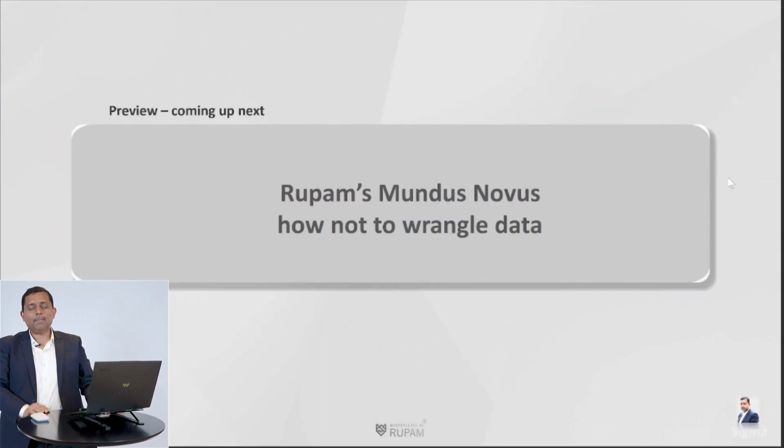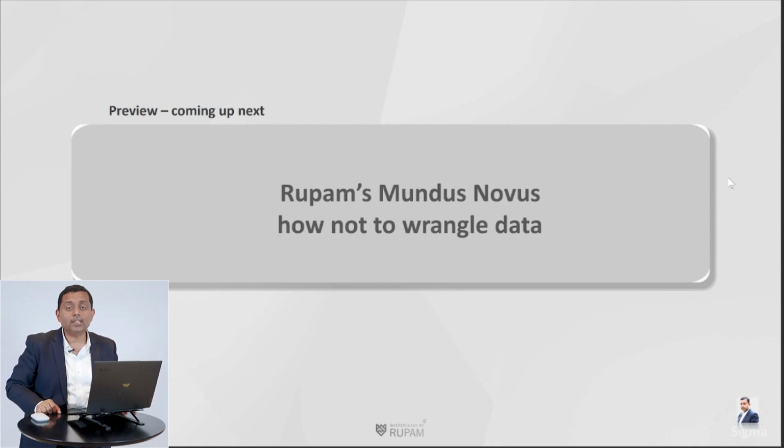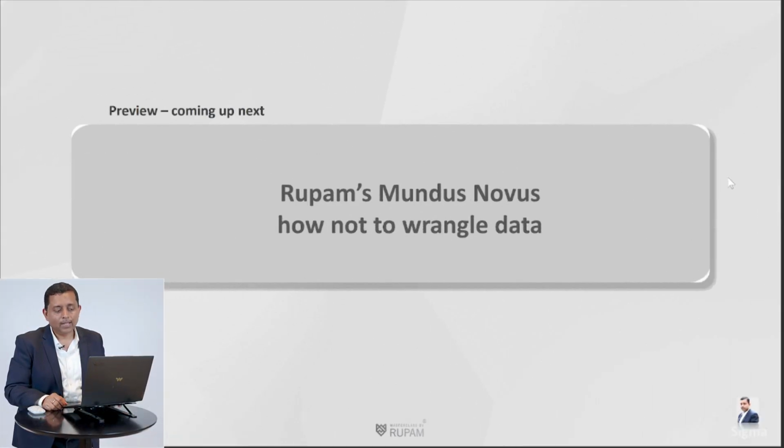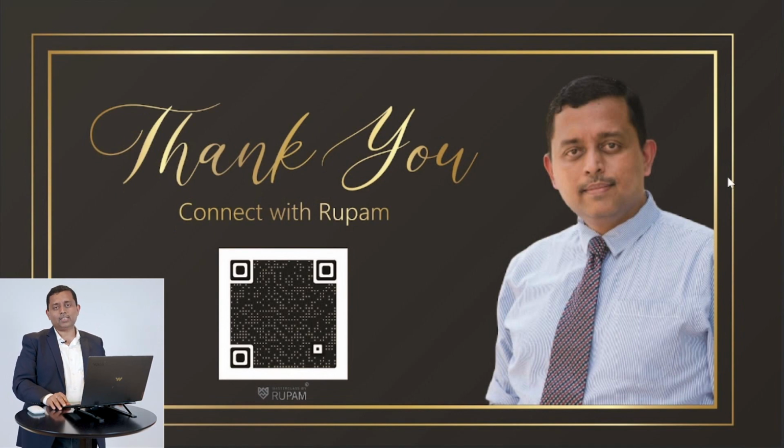And coming up next is our Mundus Nervus, and this is what we will talk about: what not to do while wrangling the data. So we say that, okay, don't squeeze your data too much so that it tells what you want the data to tell. That's what we are going to see in the next module.